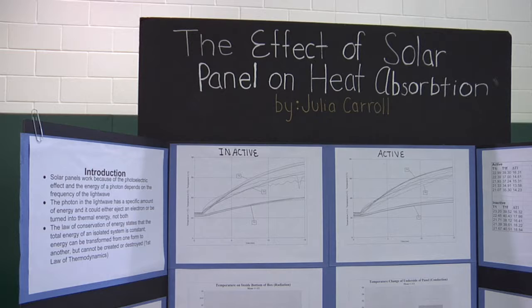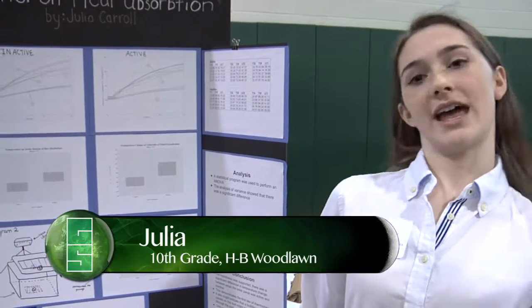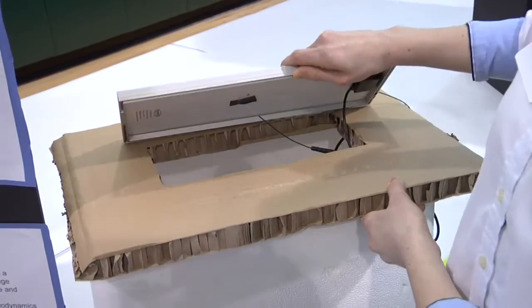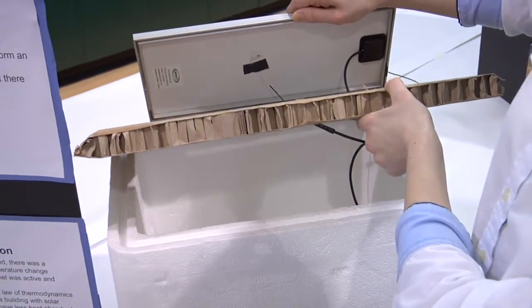So my project was the effect of a solar panel on heat absorption. My hypothesis was that less heat would be conducted when a solar panel was active, based off of the first law of thermodynamics. It would reduce heat into a house. So if you had solar panels on your house, it would reduce the heat absorbed, and that would also conserve energy.